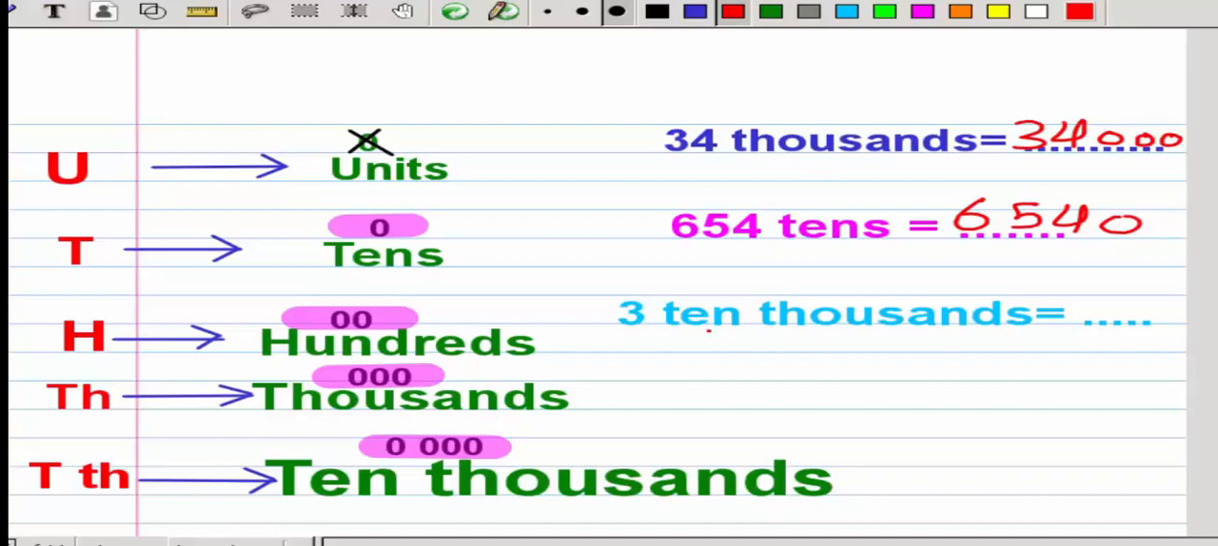Here he said 310,000. Here we write 310, meaning 0, and thousands, how many zeros? 3 zeros. So we write 0, and here we have 3 zeros, so we put 3 zeros. 310,000 means 310 thousand.